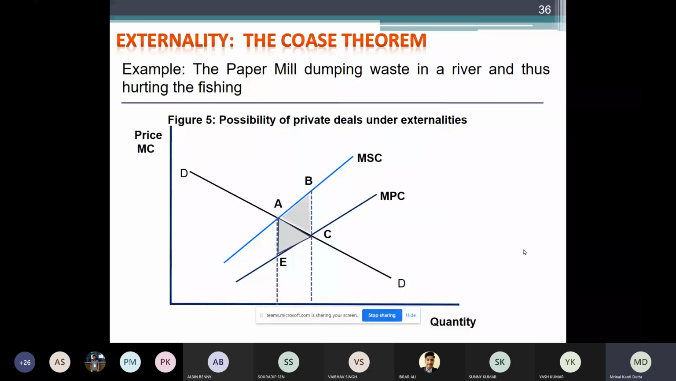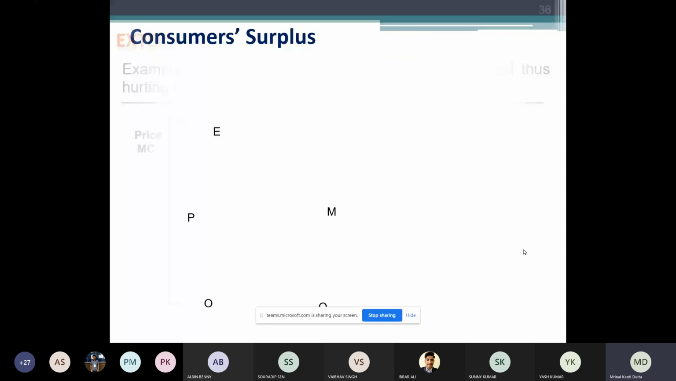And after that also he will be in a position to enjoy the benefit of ABC. So in that case, he will try to bribe or compensate the paper producer for the loss of this consumer or producer surplus. To understand that, let's have a look at the consumer surplus and producer surplus. Now, in case of consumer surplus, basically it is coming from the consumer. So demand is obviously the issue here. So we'll have a look at the demand curve.